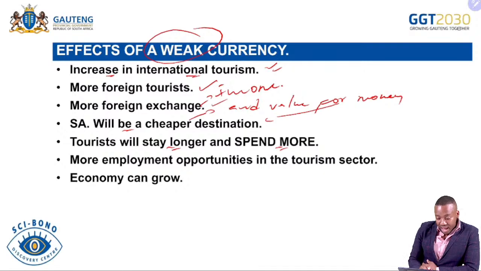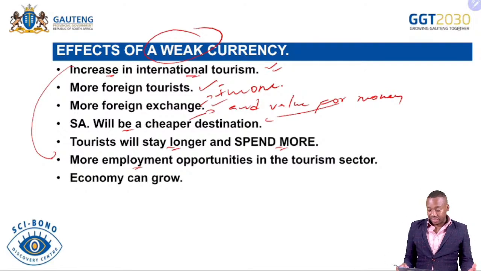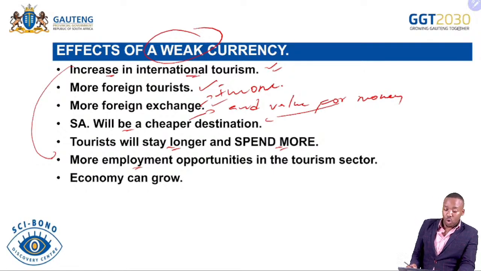Then with the high demand of international tourists, the more they come here, it will mean what? More demand for people to work in the tourism sector, meaning what? Our economy can grow and people will get what? Jobs. So those are the effects of what? Of a weak and a strong rand. This one they like to ask you guys in paragraph form. So be careful so that you can know your points.